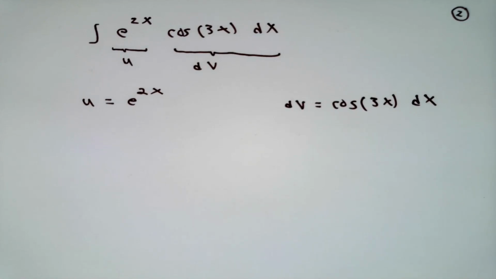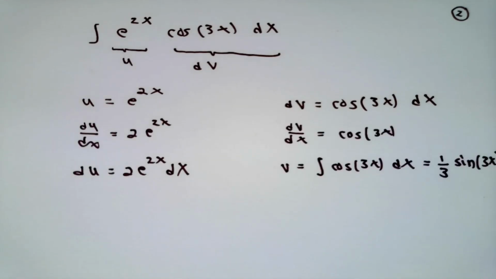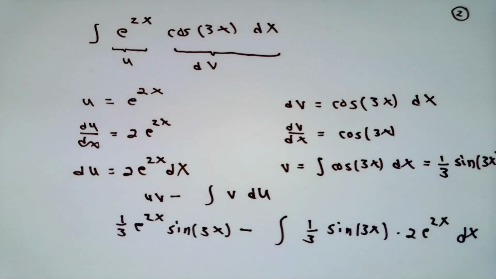If u is e to the 2x, then du dx is 2e to the 2x, and du is 2e to the 2x dx. dv dx will be cosine 3x. V must be an antiderivative, which would be 1/3 sine 3x. Writing out the integration by parts formula, the integral of u dv will be uv minus integral of v du, all of which we now know.